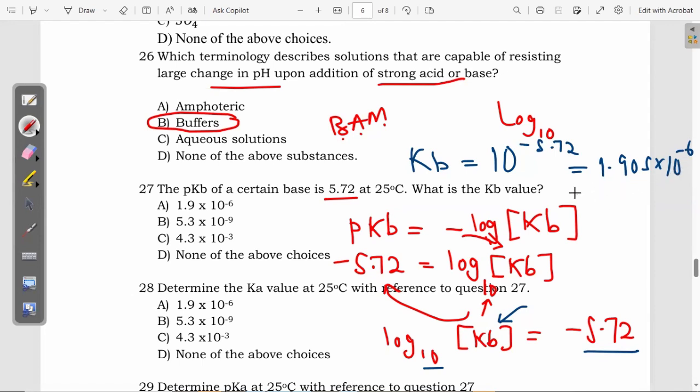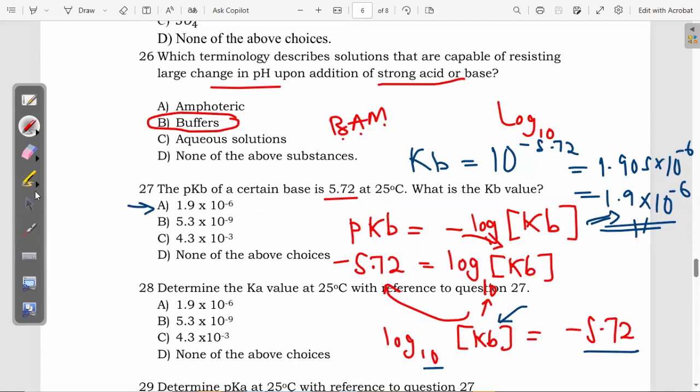Okay, so I can round this off to two decimal numbers. So it will just be 1.9 times 10 to the power minus 6. Okay, so is there any answer which looks like this on the options? Yes, so A. So we choose A there as our best answer. Okay, so that's the answer there.